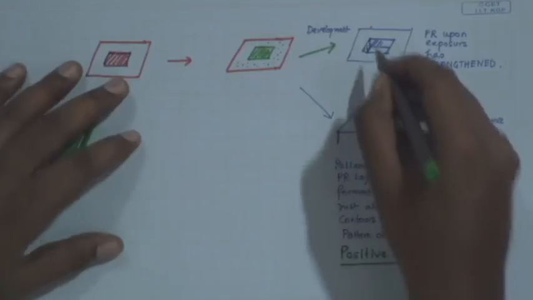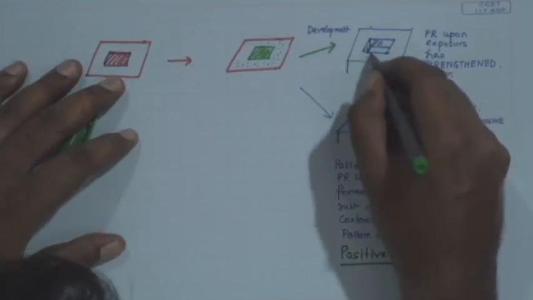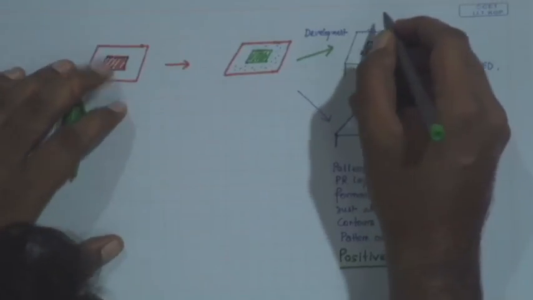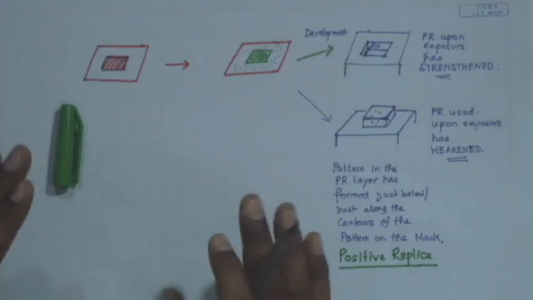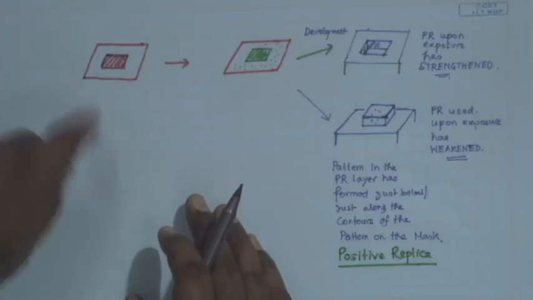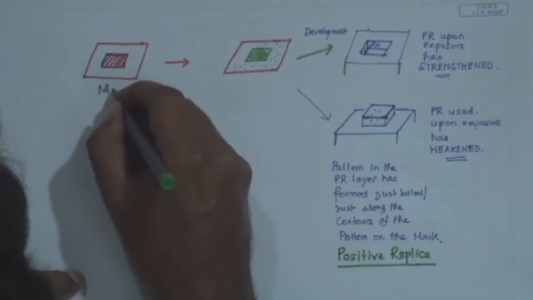And exactly opposite is the situation here. We have in fact created, so wherever was the chromium layer, there is no photoresist layer. The photoresist layer is surrounding, is present everywhere except the chromium layer where the original pattern on the mask was. So, what have you created? You have in fact created a negative replica.